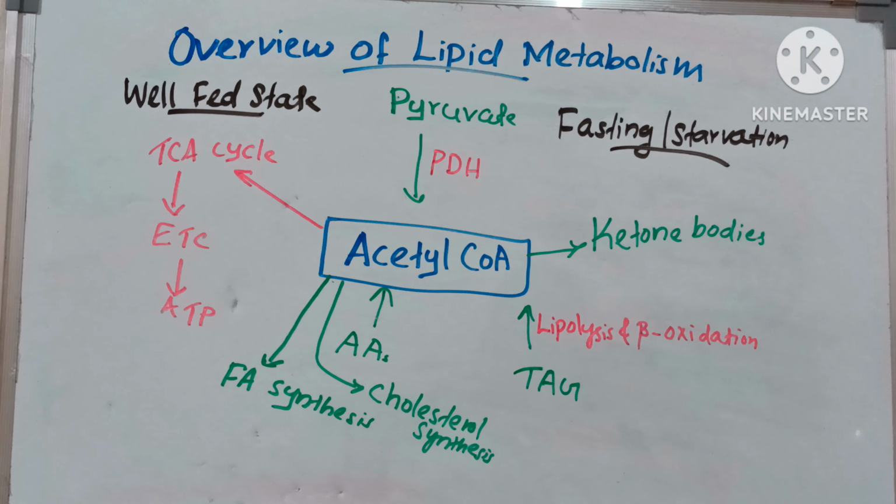In fasting and starvation, the acetyl-CoA formed from lipolysis and beta oxidation of triacylglycerol leads to the formation of ketone bodies. So these are the sources and fates of acetyl-CoA, which is the central molecule of lipid metabolism. Let's see the major metabolic pathways in lipid metabolism.